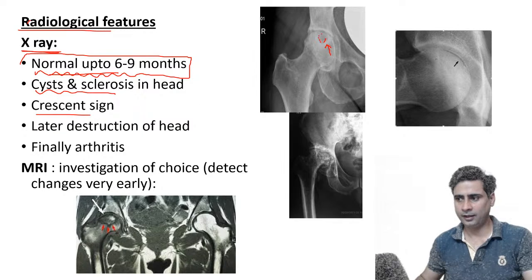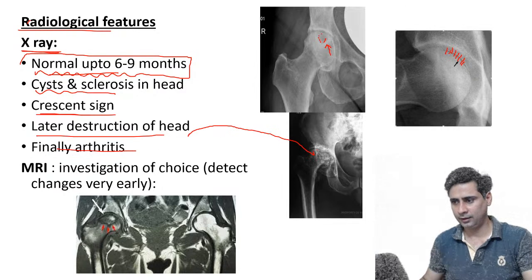There will be a crescent sign due to resorption of subchondral bone. This bone is resorbed, so there is a crescent-shaped lucency. It is the crescent sign, and whenever you find the crescent sign, that is a sign of impending collapse of the head. As subchondral bone is resorbed, the subchondral support of bone is lost, so there will be collapse of the head at this area. Later on, there will be destruction of the head and arthritis. You can see now the acetabulum is also involved. So there is destruction of the head, arthritis.